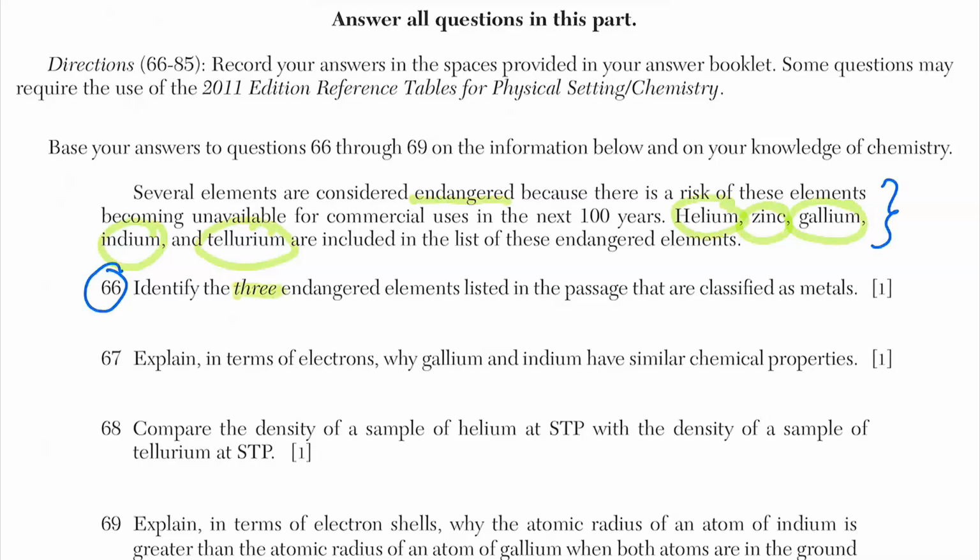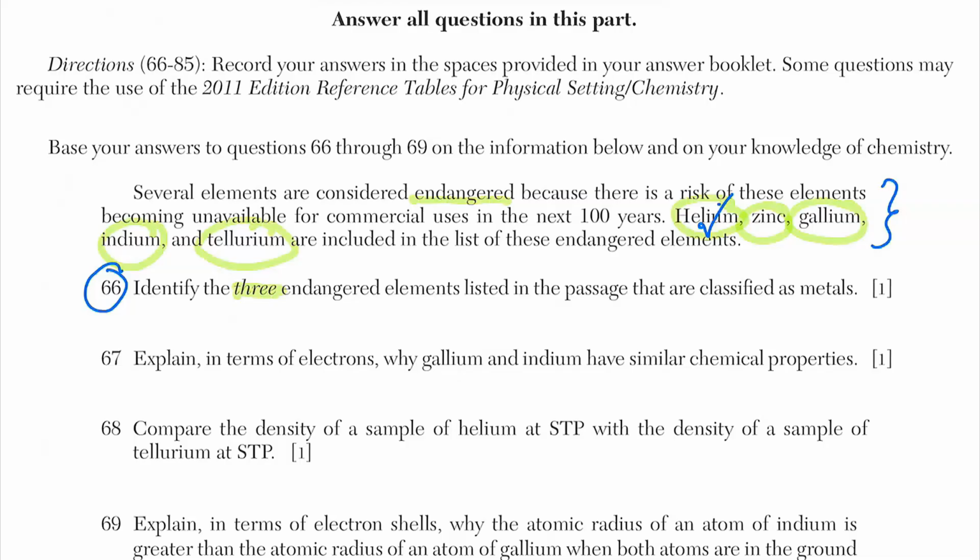Listed in the passage are classified as metals. So again, from the list they give you, can you figure out who your metals are? So we should know our metals are to the left of the staircase. The staircase is built by the metalloids, which have properties of both metals and nonmetals. So if I look at these, I know helium is up to the right. That's a nonmetal.